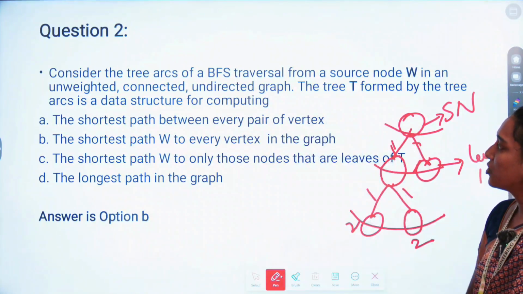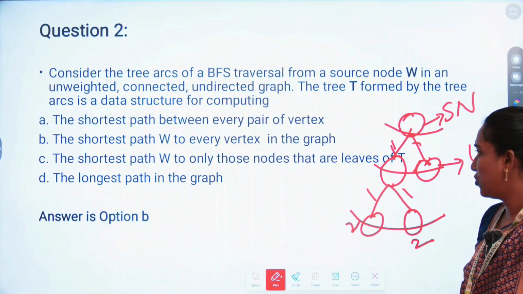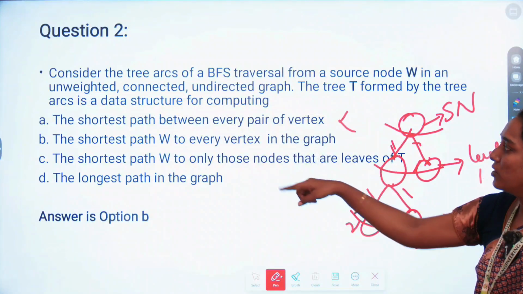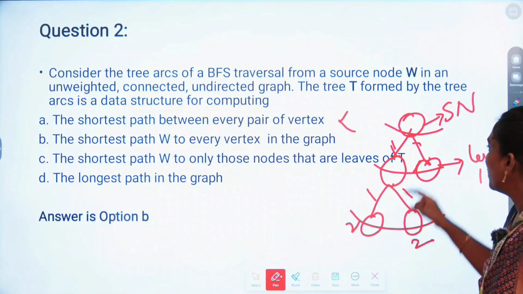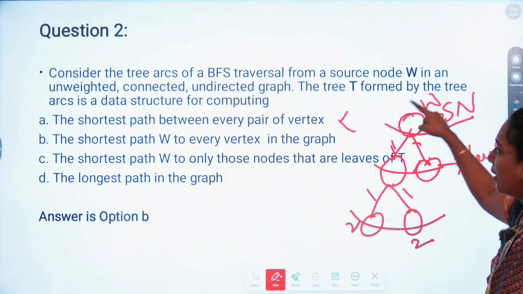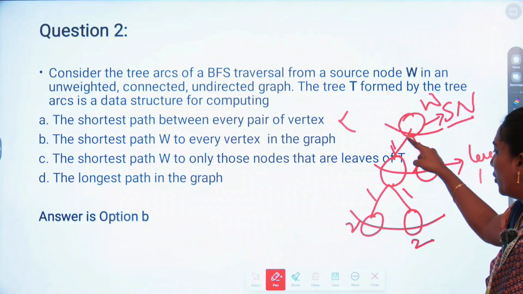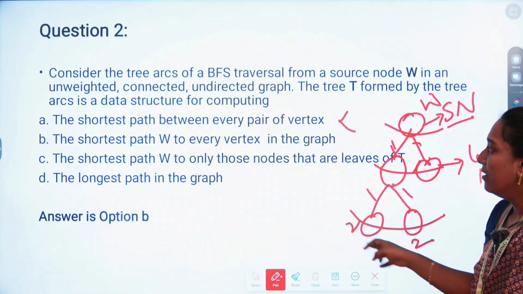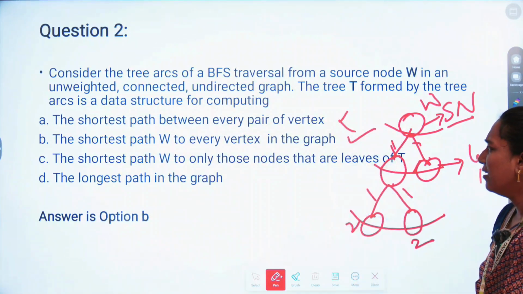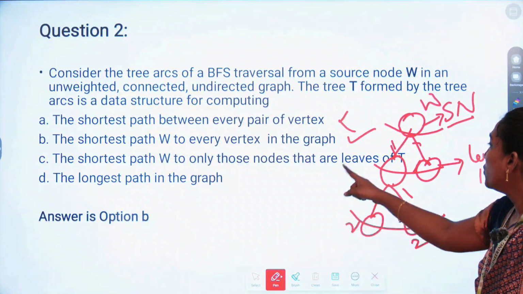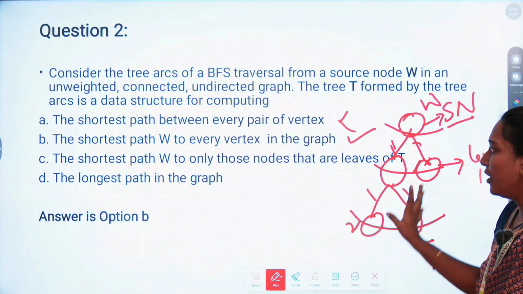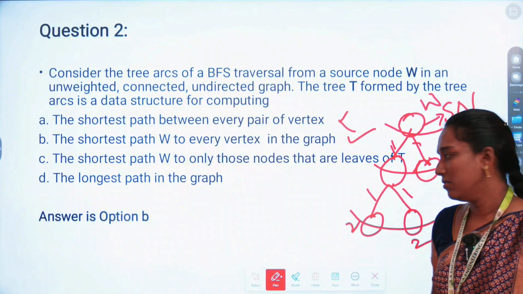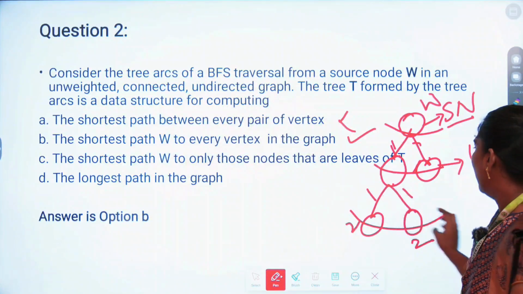So what is the option? The shortest path between every pair of vertices. No, not only every pair of vertices alone. So this is wrong. The next one is the shortest path from W. W is nothing but the source node. So W to every vertex in the graph, yes. From there only we are calculating the distance all over the tree. This is the right option. Then W to only those nodes that are leaves of the tree. No, not only to the leaves of a tree. The next one is the longest path in the graph. That option is wrong. So the answer is B.